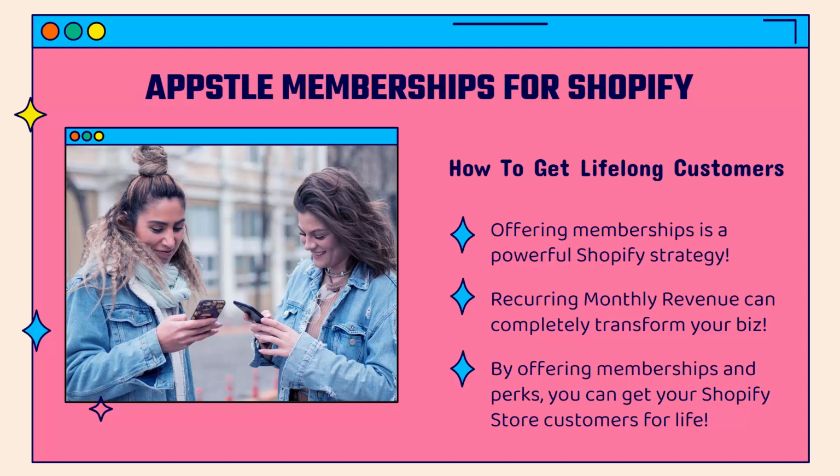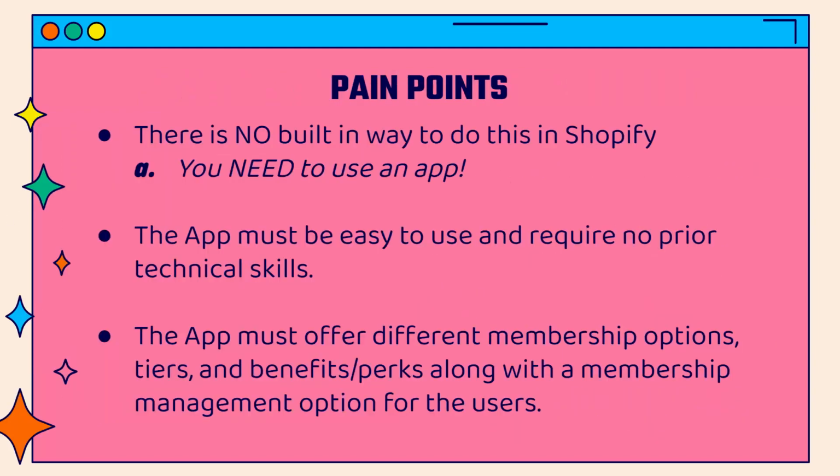And you set that up by using Appstle. And the reason that you need to use Appstle, first of all, it's the best solution out there for memberships, but there's no built-in way to do this with Shopify. So you're going to need to use an app. And the app needs to be easy to use and require no prior technical skills. That's a big thing, right? We're marketers, we're entrepreneurs, but we're not developers. So we want to have apps that are easy to use. And in this case, the app must offer different membership options, different tiers, different benefits and perks and reasons for wanting to join the membership and pay for a membership, and then also have membership management options like billing and canceling and hopefully not canceling and things like that, all built into the app.